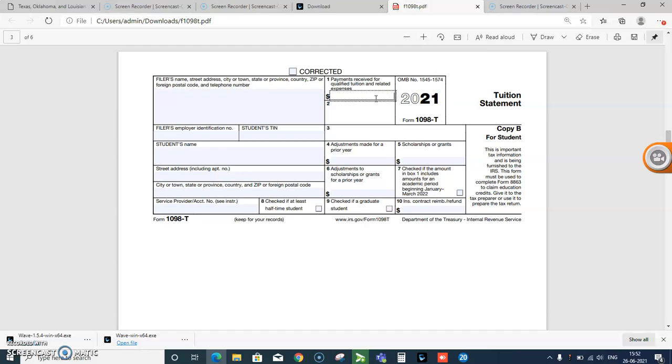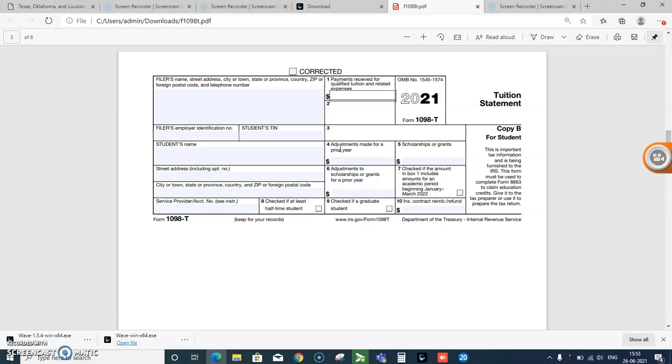Adjustments and scholarships. So basically we see in this form, line number 1, payments received for qualified tuition and related expenses, and line numbers 2 and 3 we have already discussed. Line number 4 is adjustments made for a prior year. This box shows any adjustment the school has made to qualified expenses reported on a previous year's 1098-T.